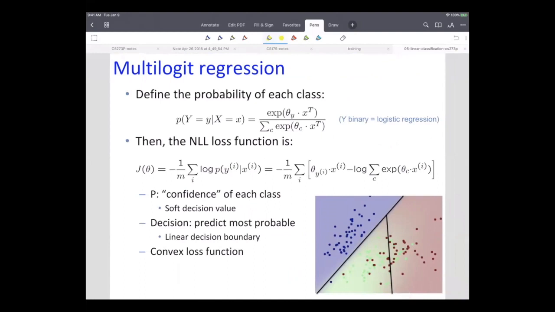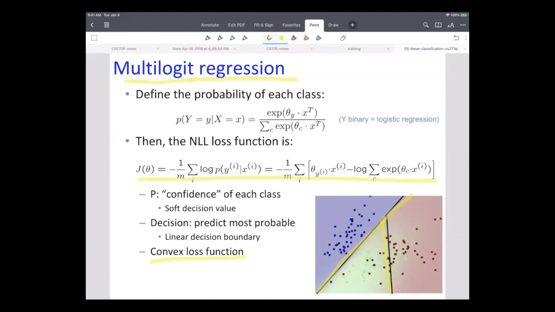Sometimes this type of model is called multi-logit regression, just an extension of logistic regression. But nowadays, people simply call it softmax and multi-class classification. By doing that, you can calculate the loss function I talked about here, and you get a piecewise linear decision boundary between any pairwise comparison. In particular, I want to mention that this loss function is a convex loss function.